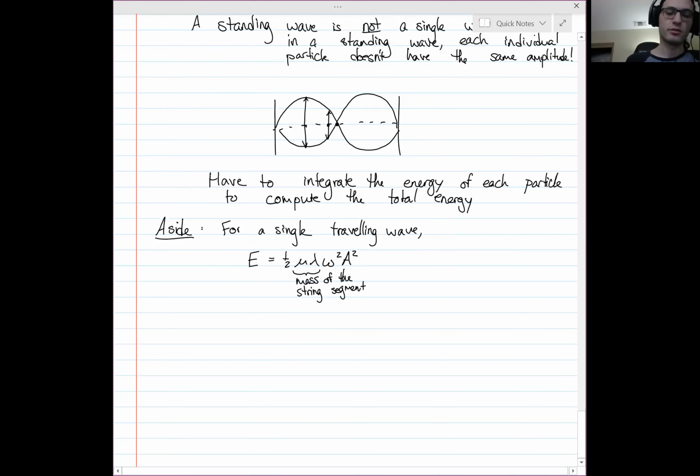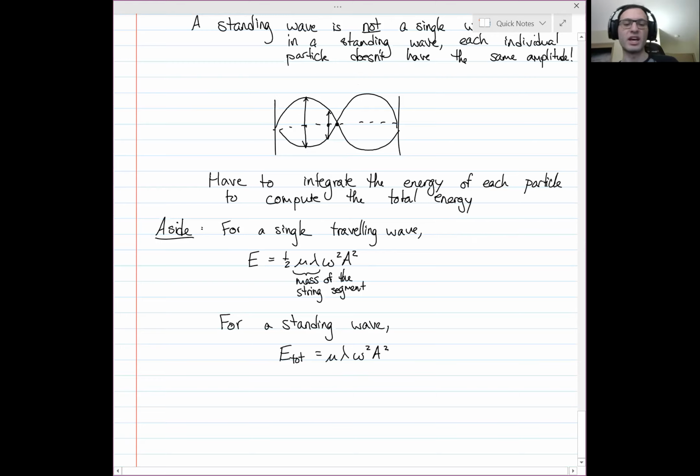For a standing wave, you could work out this integral yourself if you want to. It's really not that hard. The total energy works out to be, again for a single wavelength's worth, mu lambda omega squared A squared, which is precisely twice the energy of the single traveling wave, which makes sense because energy is conserved. So it checks out.